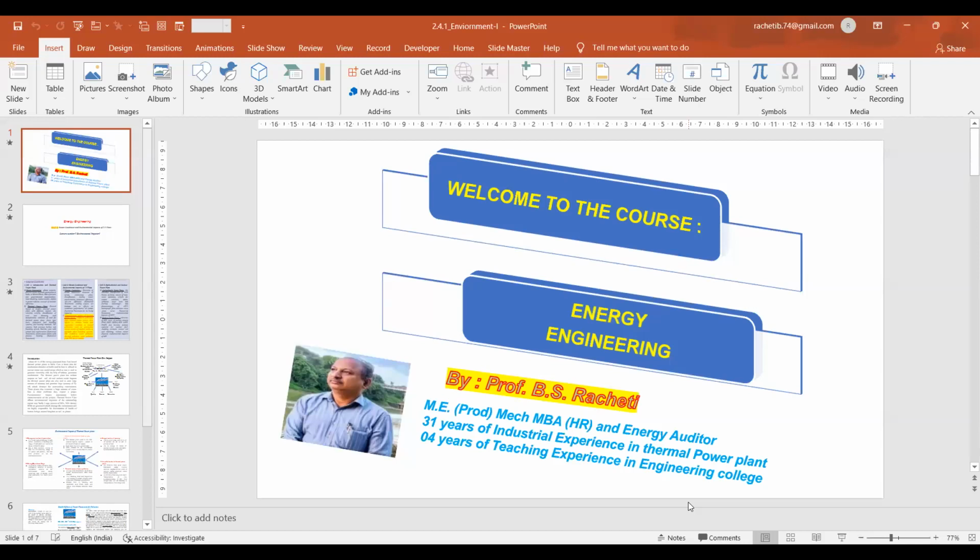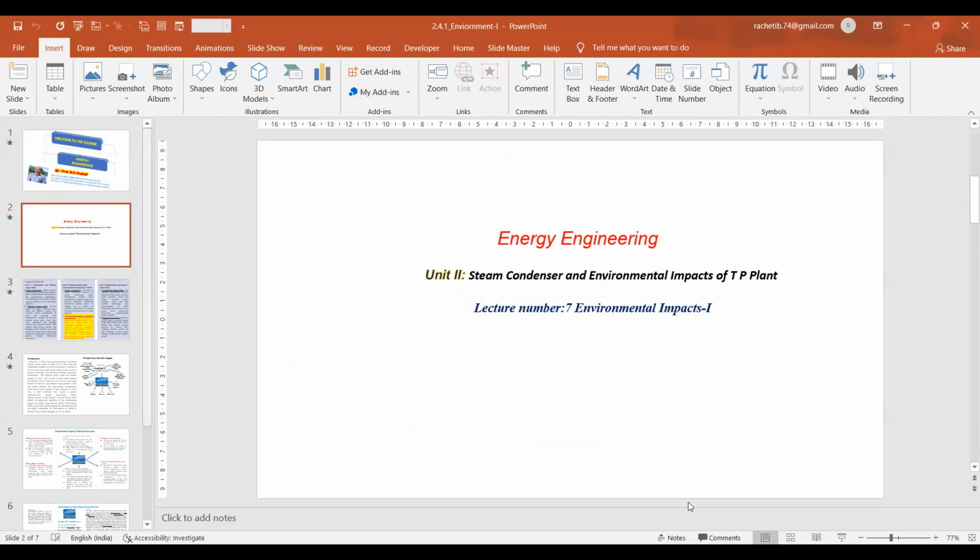This is Basavaraj Rachiti again with our favorite subject, energy engineering for PE, mechanical engineering students, and also third year mechanical engineering students, also useful for diploma students. So we were in the last phase of second unit with environmental impacts, part 2 today, lecture number 8 of that.